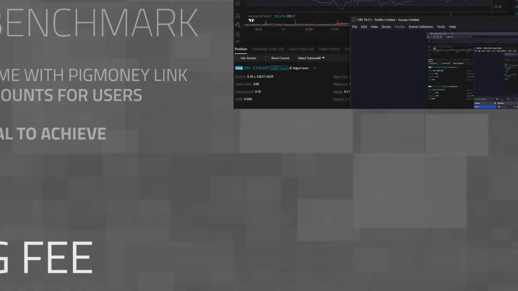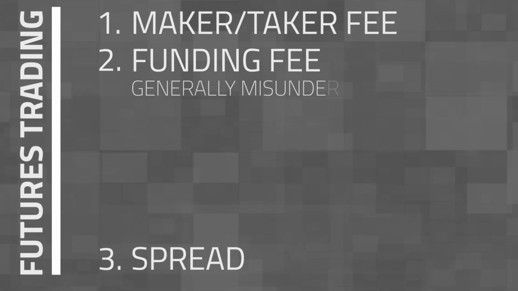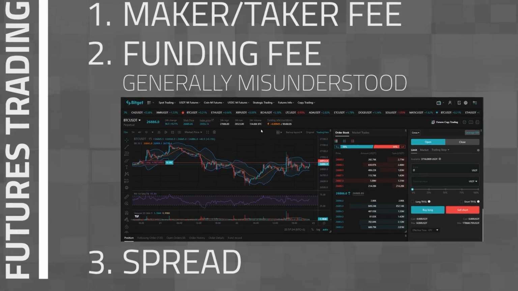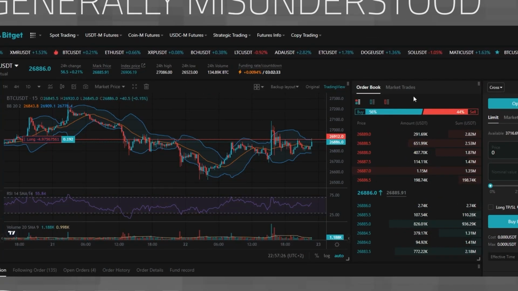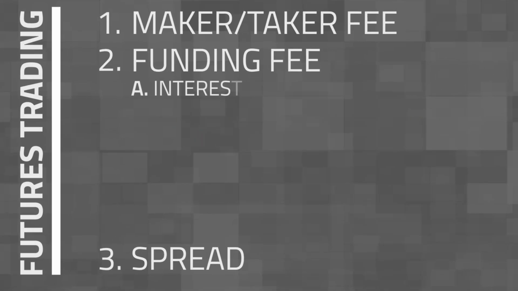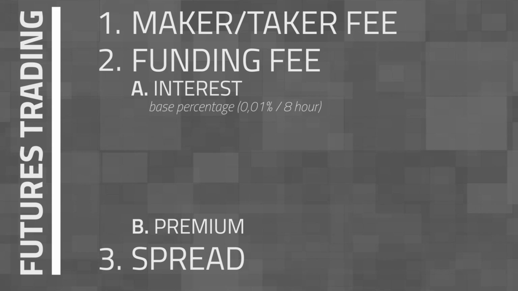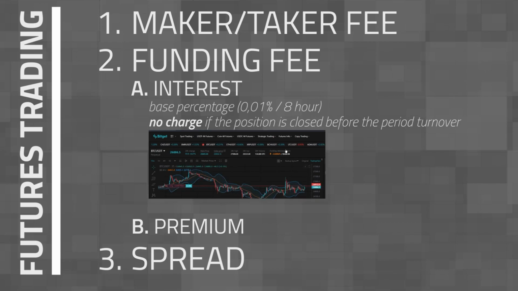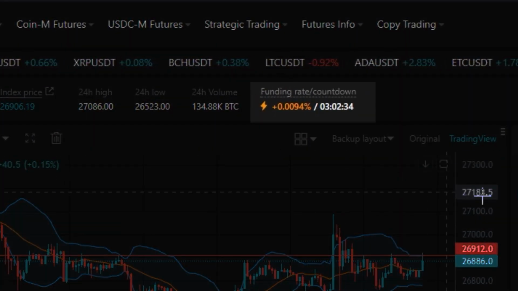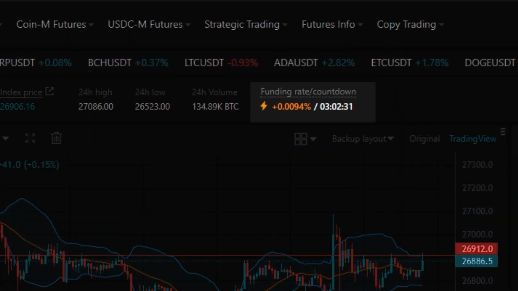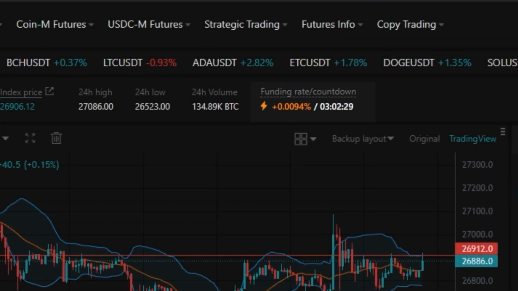Let's move on to funding. Funding fees are an expense which are not even known by a lot of users, even though it is hiding in plain sight. Funding fees are calculated from two main components, the interest and the premium. Interest is a base percentage that traders pay for leveraged positions, and that is set as 0.01% payable every 8 hours. Now, if a trader opens and closes a position within this 8-hour window, there is nothing to pay. The cost is only charged if a position is open at the end of the countdown.